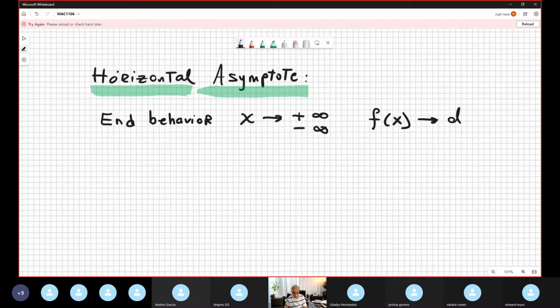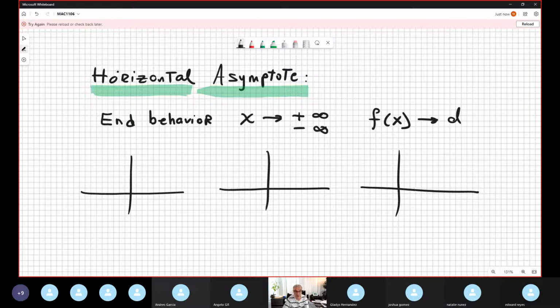This idea is valid only for the rational function. There are other functions, not rational, using radicals maybe, or exponential, that we will study in a moment. So now, this is completely symmetric. Let me show you different scenarios of the typical horizontal asymptote. I want to investigate the end behavior of the function. End behavior means what is the y value, what is the function value, when x approaches positive infinity, negative infinity.